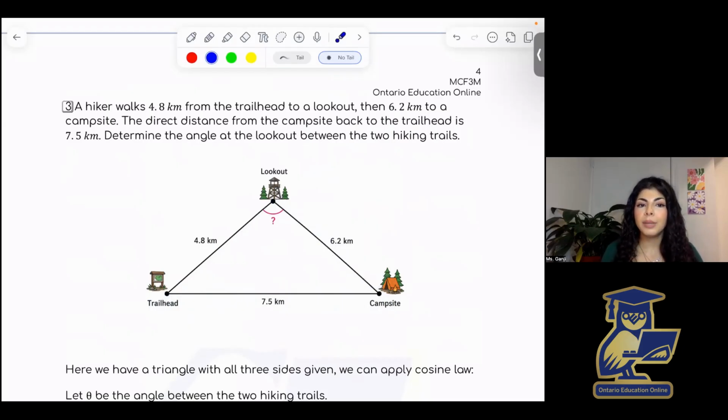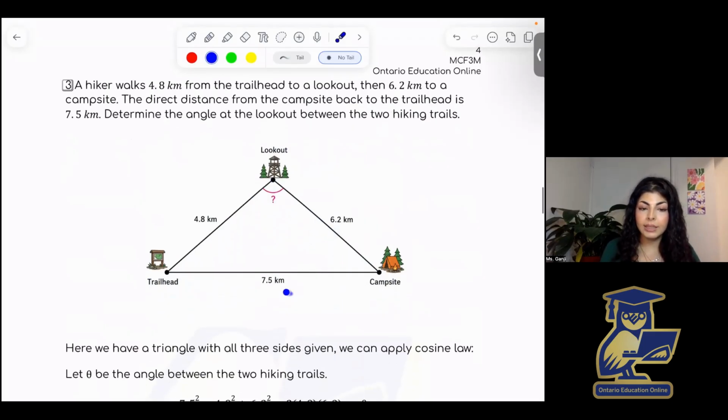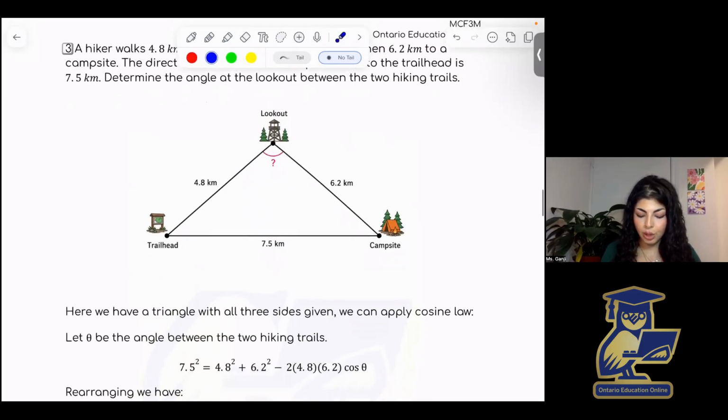And we're asked to determine the angle at the lookout between the two hiking trails. So consider this as a trail, this as a trail, so we want to find this angle right here. Here we have 3 side lengths and no interior angles, so this straightaway is a clear case of the cosine law. And we're precisely looking for this angle, which is opposite to the 7.5 kilometer side length. So I know that this is the value that I have to start with.